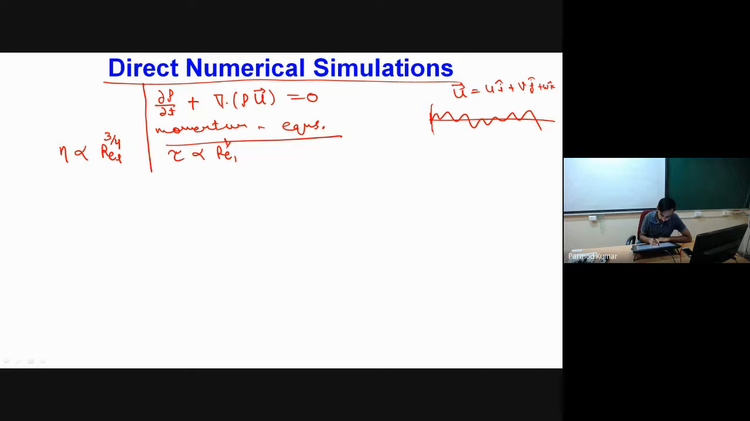Now you can see that if we have a situation where the Reynolds number has a value of say 10 to the power 4, the smallest length scale will be of order Re_L to the power 3/4. So it means that is the smallest cell size I have to consider in order to account for this value eta.